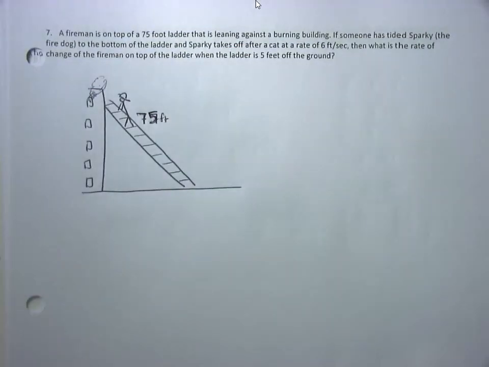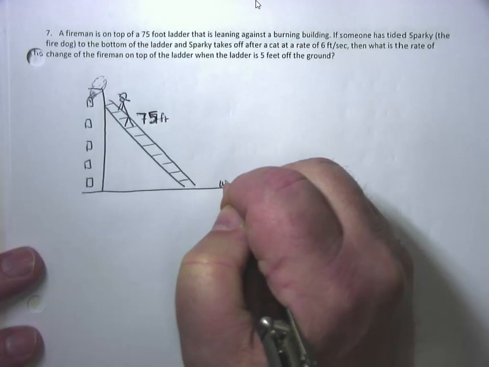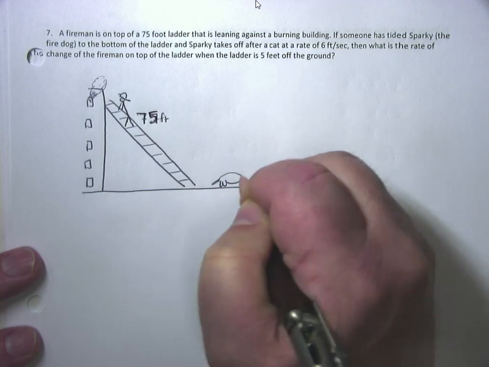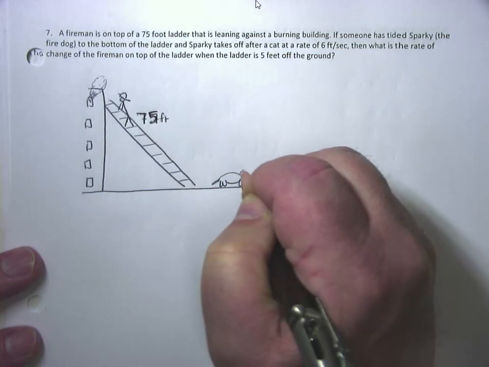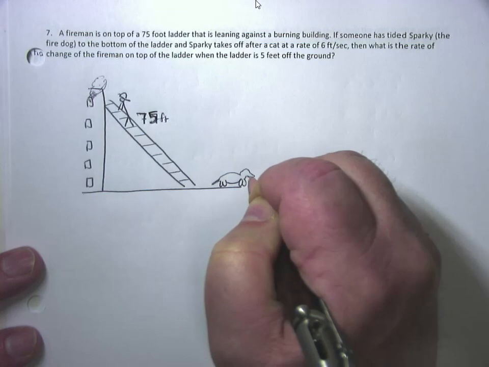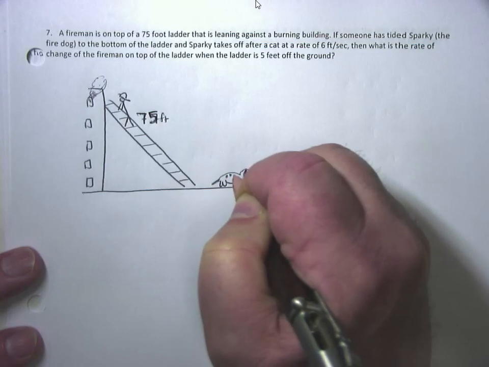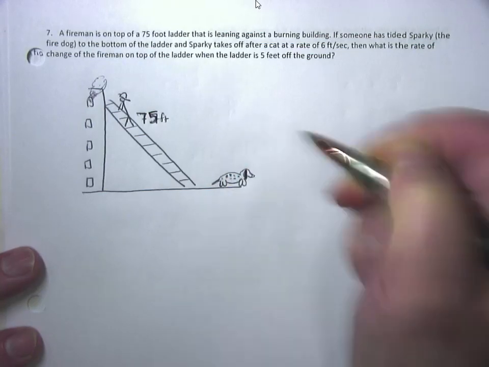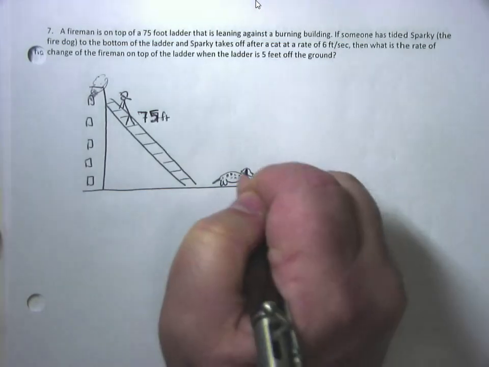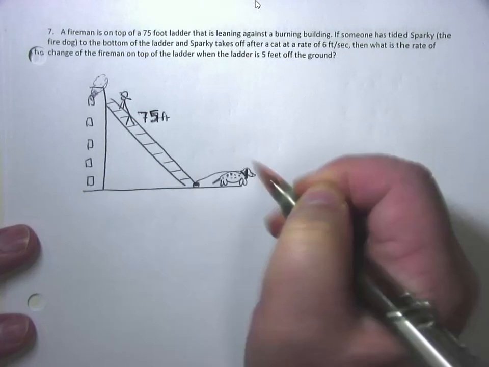Someone has tied Sparky the fire dog to the bottom of the ladder. All right, so here's Sparky. What kind of dog is Sparky? See, if you guys went to public North Carolina high schools like I did, you know it's going to be a Dalmatian. Thank you for knowing, it's fire marshal day at school there. There it is. All right, there's Sparky the fire dog, and here's his little leash right here, and there we go. Okay.